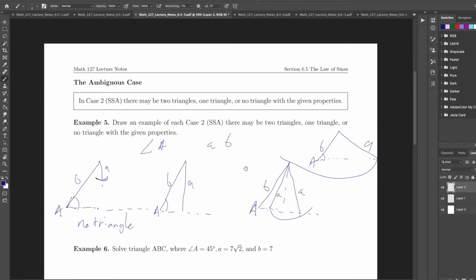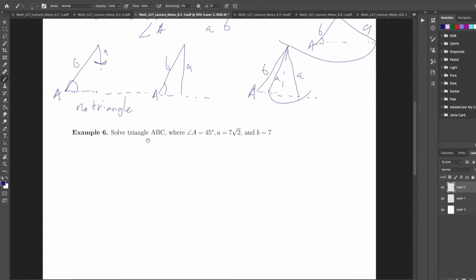So let me show you a couple of examples of this. I'll show you an example of one where it works exactly, one where I get two answers, and one where it doesn't work at all. And I'll help you determine which one is which. Okay? So let's start. Here I have a solve-the-ABC-triangle problem.